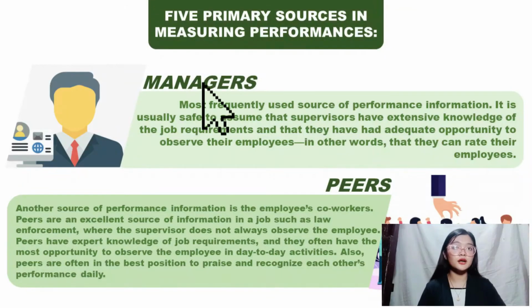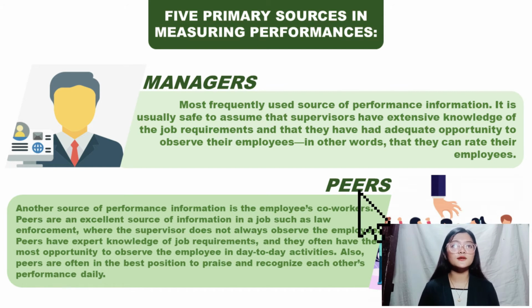Number one is the manager. Managers are the most frequently used source of performance information. It is usually safe to assume that supervisors have extensive knowledge of the job requirements and that they have had adequate opportunity to observe their employees. In other words, that they have the ability to rate their employees. Another source of performance information is the employees' co-workers.